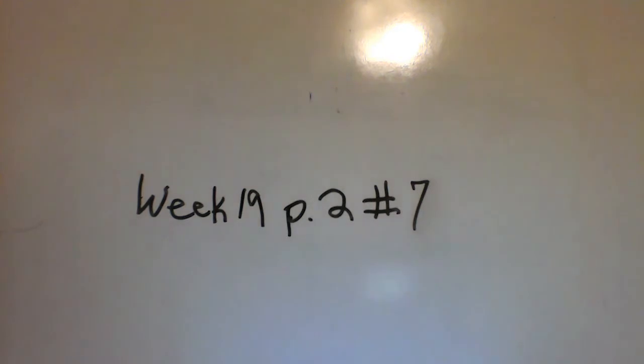This is week 19, page 2, number 7. Acetic acid is the conjugate acid of the acetate ion. It is a weak monoprotic acid that dissociates to an acetate ion and a hydronium ion in aqueous solution. Calculate the acid dissociation constant for acetic acid if a 1 molar solution results in an equilibrium hydronium concentration of 0.0042 molar.